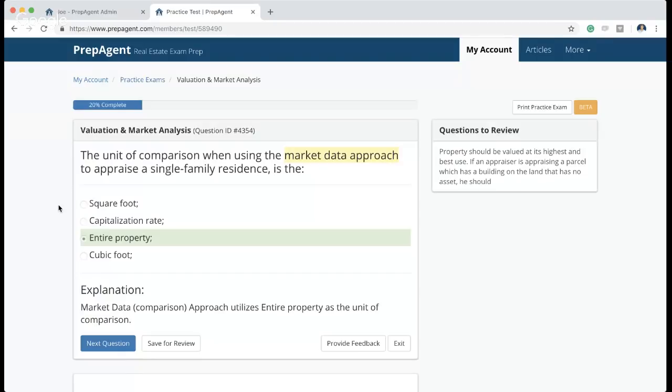Okay, so please review cost. Which approach would you use for your house? Market data approach. Excellent.